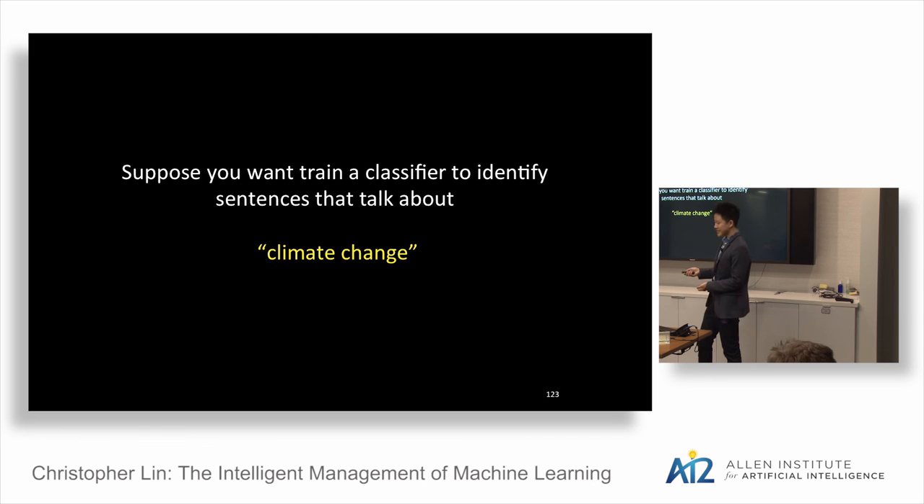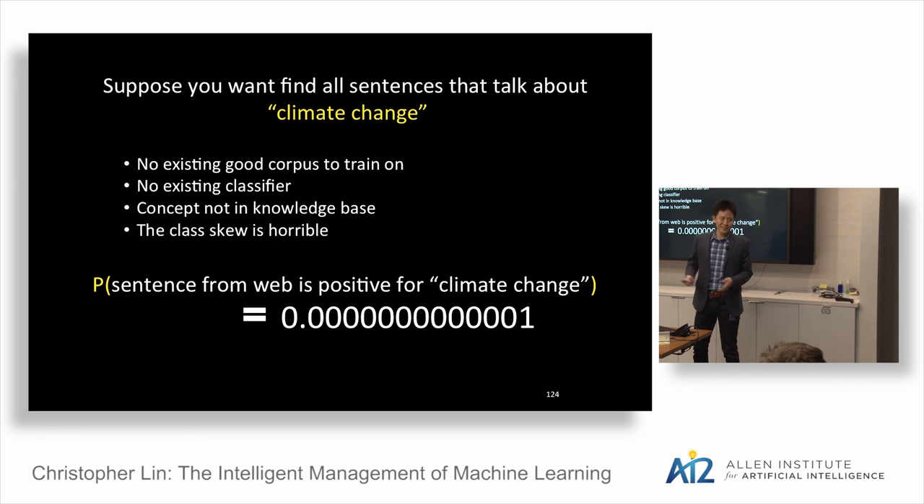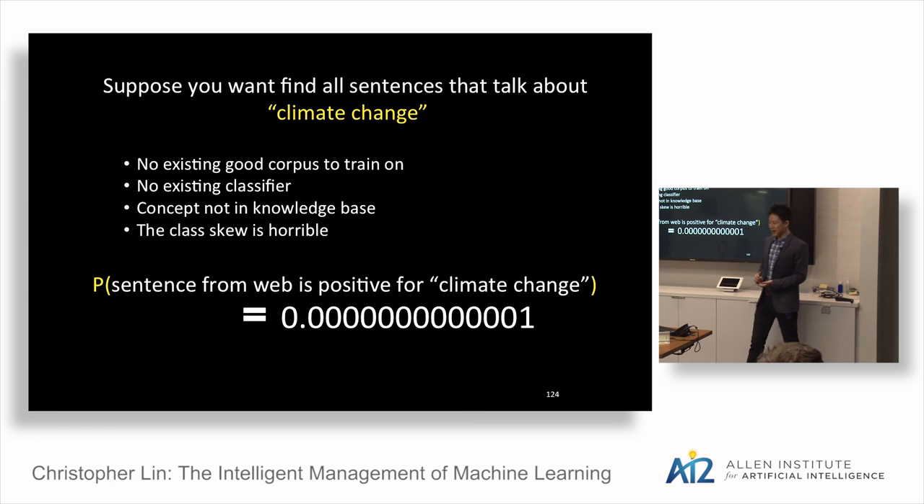Well, it would be really hard, right? And you guys are doing a lot of this, I think. There are certain properties of this problem that make it hard. And it's hard because, well, you don't have an existing good corpus to train on. You have no existing classifier. Your concept is not in the knowledge base. And the class skew is horrible. So if you just randomly pick a sentence from the web, the chance that it's positive for climate change is basically zero, right? So what do you do?